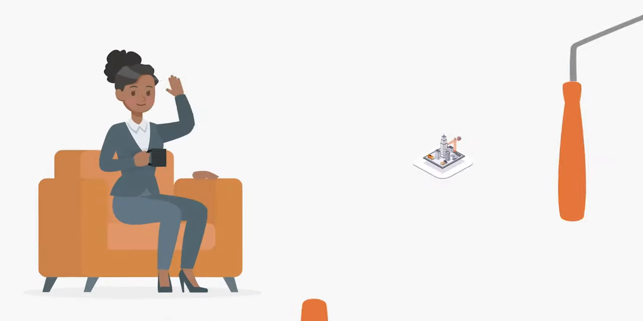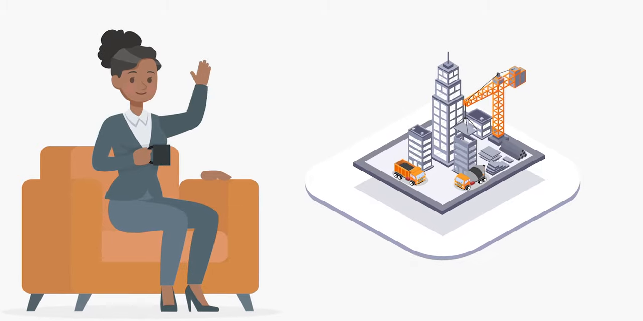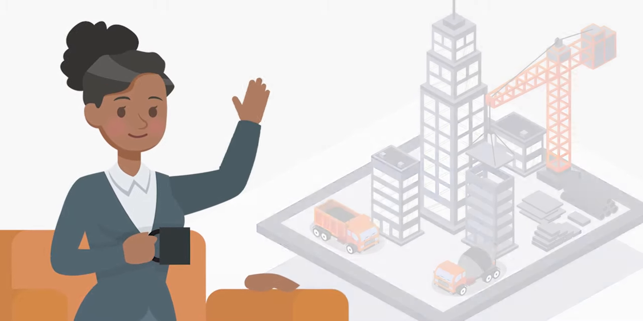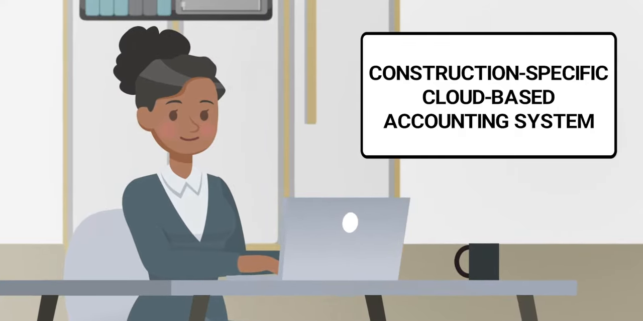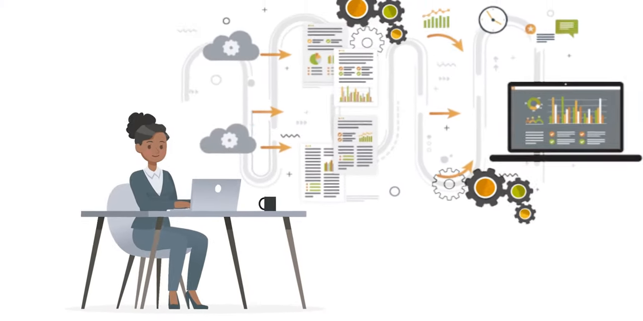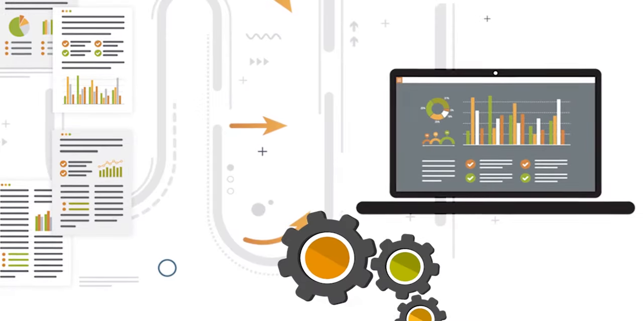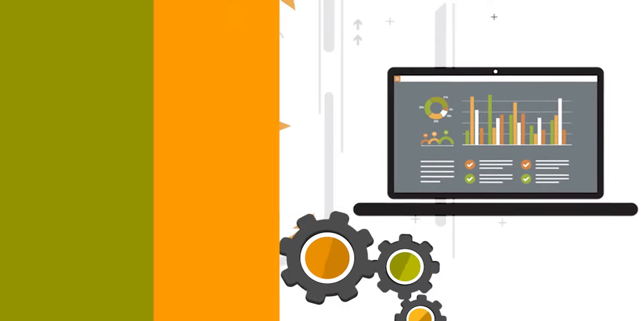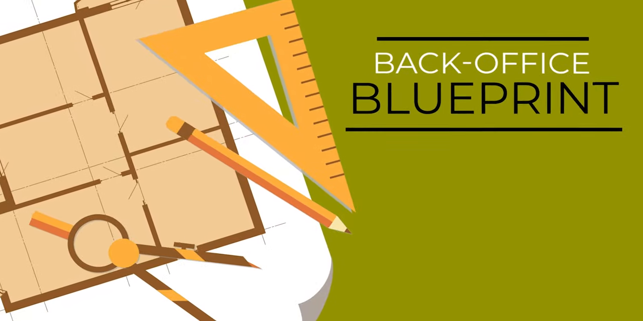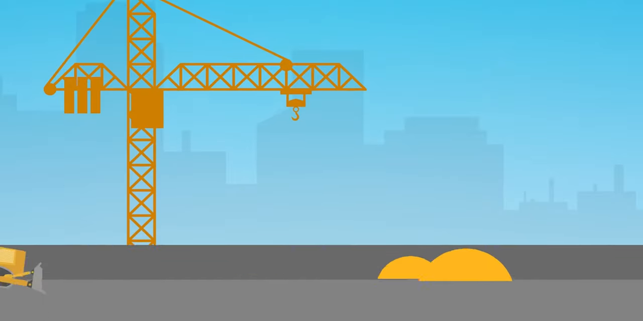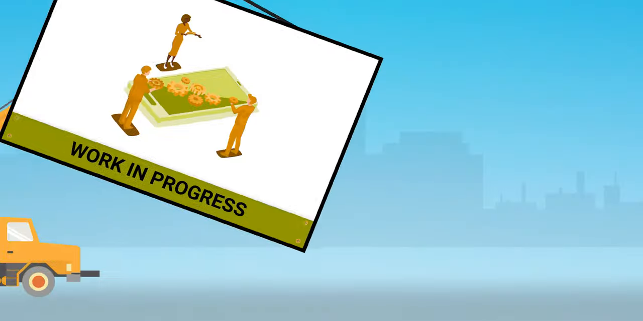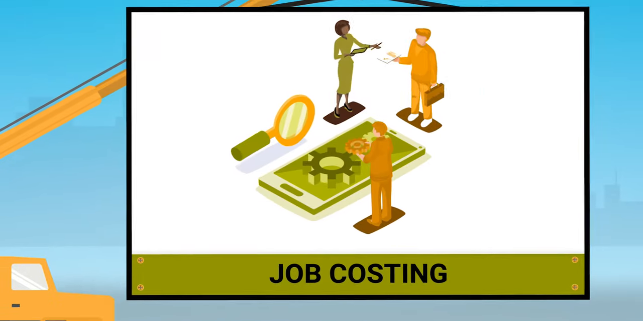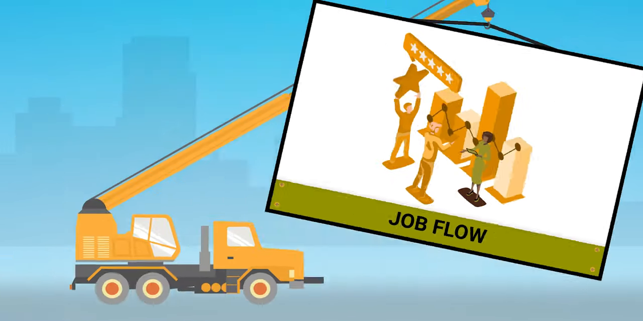Jane Smith is CFO of a concrete contracting company. To jumpstart sustained growth, she took three key actions. First, she implemented a construction-specific, cloud-based accounting system that automates the consolidation of data and offers key insights into her company's past and current financial performance. Think of this like a back-office blueprint that allows Jane to track and visualize individual projects and project types with reporting on processes like work in progress, job costing, and job flow.